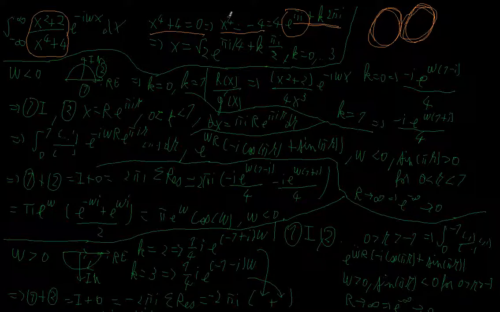Why? Because I have the fourth root, so I go from 0 to n minus 1, and n minus 1 here is 4 minus 1, so 3. So k is 0, 1, 2, and 3.